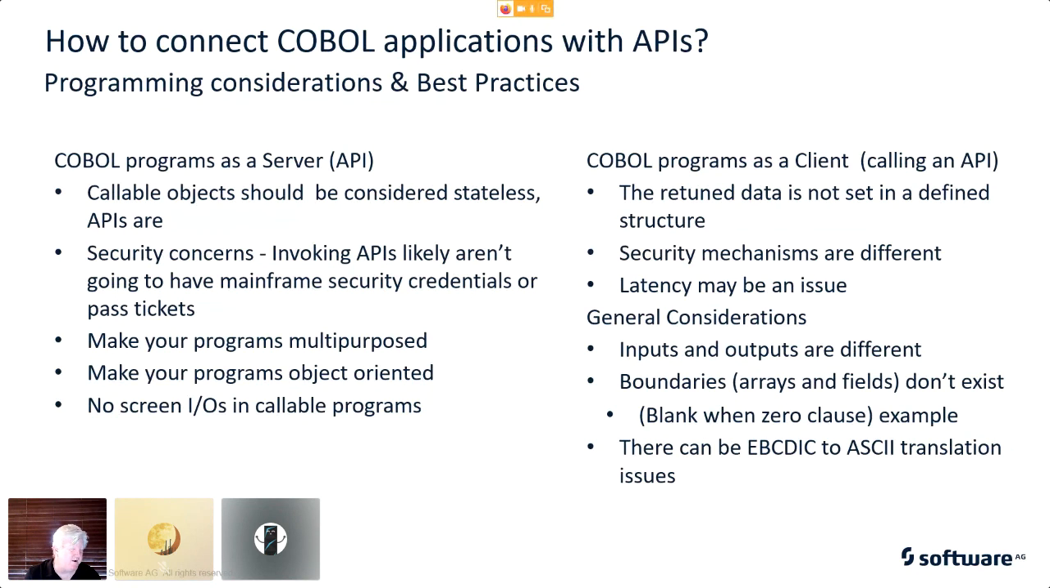So some things that we don't ever think about, like if we're putting out an array and it has a numeric field in it, you may want to use the blank when zero clause, because if I have an array of 100 instances, it's going to fill that out and return all 100 to that call. There can be other issues like with EBCDIC and ASCII. Again, typically a tool will get around that, but sometimes you have challenges where the characters that you send don't translate correctly. So just some general considerations.